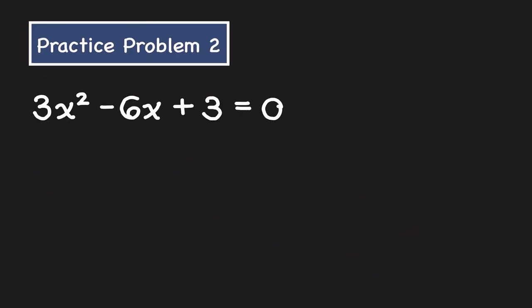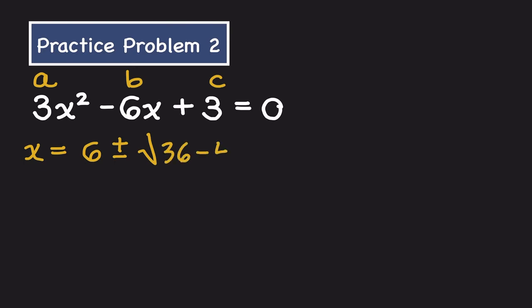All right, let's try a second example. Go ahead and pause here if you want to try it on your own first. Remember, this is our a term, this is our b term, and this is our c term. And we know that x will be equal to the opposite of b. In this case, it's going to be positive 6, because the opposite of negative 6 is positive, plus or minus the square root. Our b is negative 6. You square that, you get 36, minus 4 times our a times our c. And this will be under the radical.